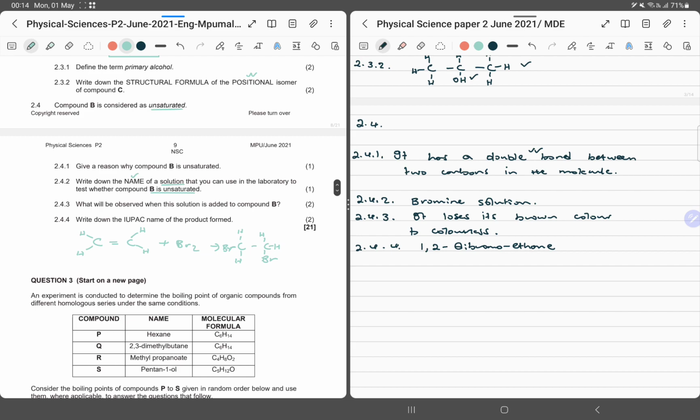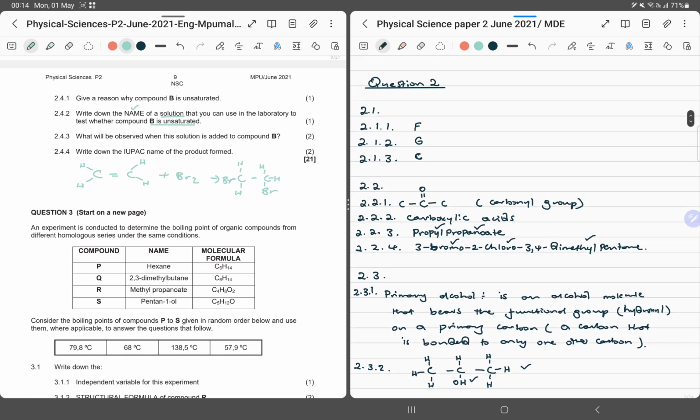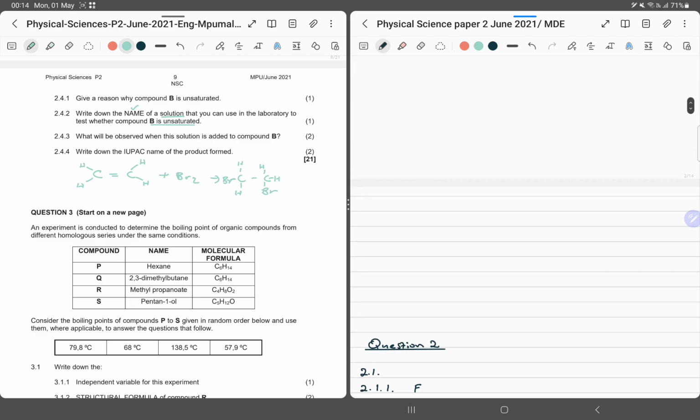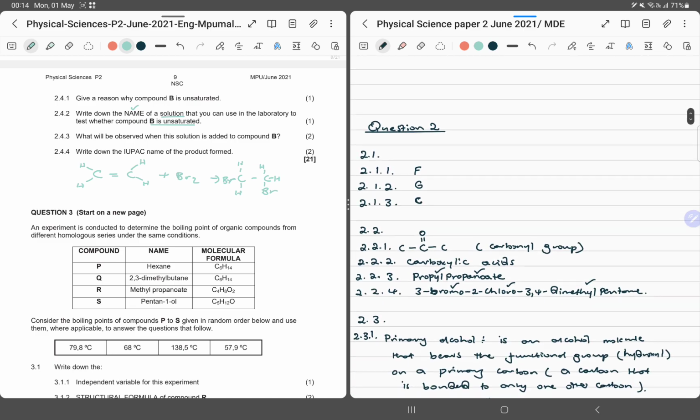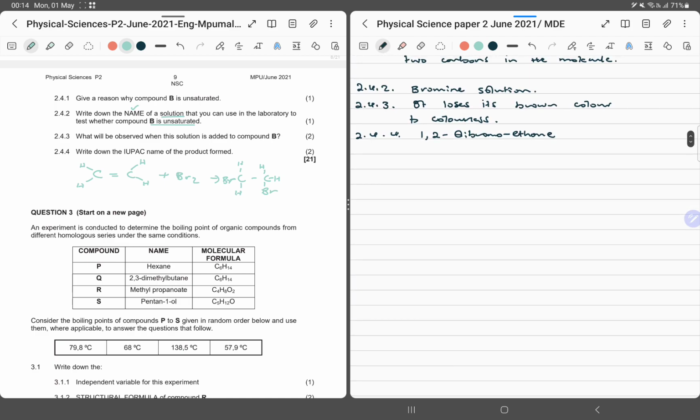So that is how you score those 21 marks. Again, this is a very common question, guys. Easy, easy, easy. I have no idea how I ended up like that, but I did anyway. So let's go on. Question 2. I don't know how I jumped. No, not question 2, but question 3.